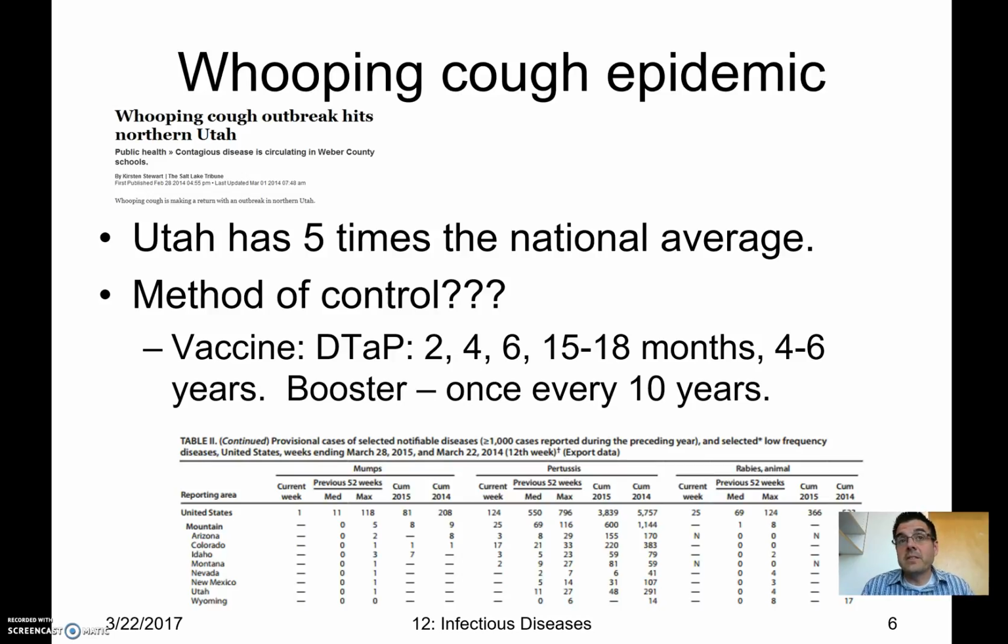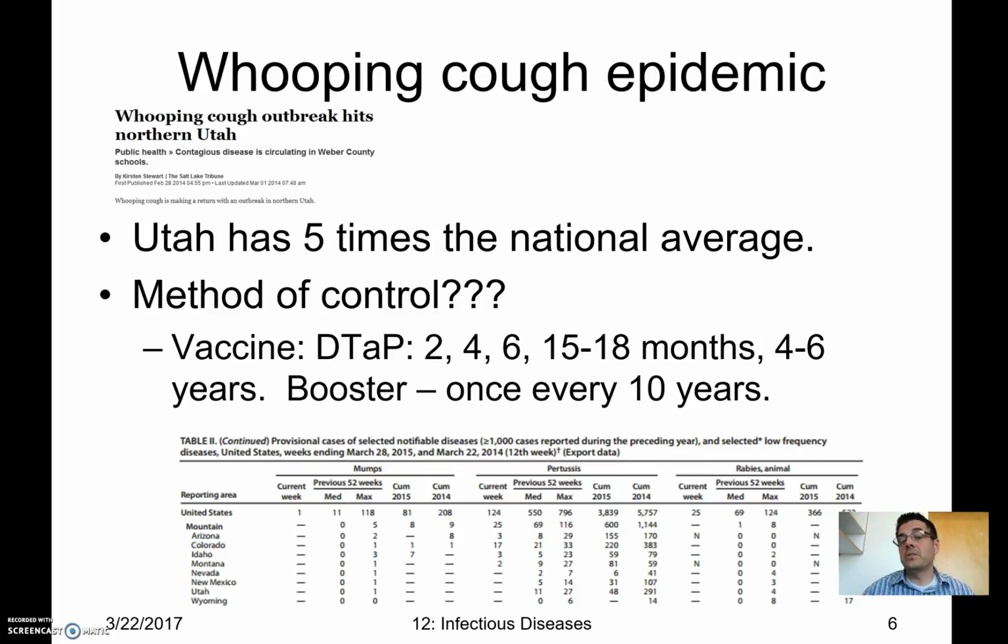It's a bacterial disease. There's an excellent, amazing method of control for that, and that's a vaccine. It's given through the DTaP, the diphtheria, tetanus, and pertussis vaccine. It's recommended to be given to children at 2, 4, 6, and 15 to 18 months, and then at 4 to 6 years, as well as a booster every 10 years.